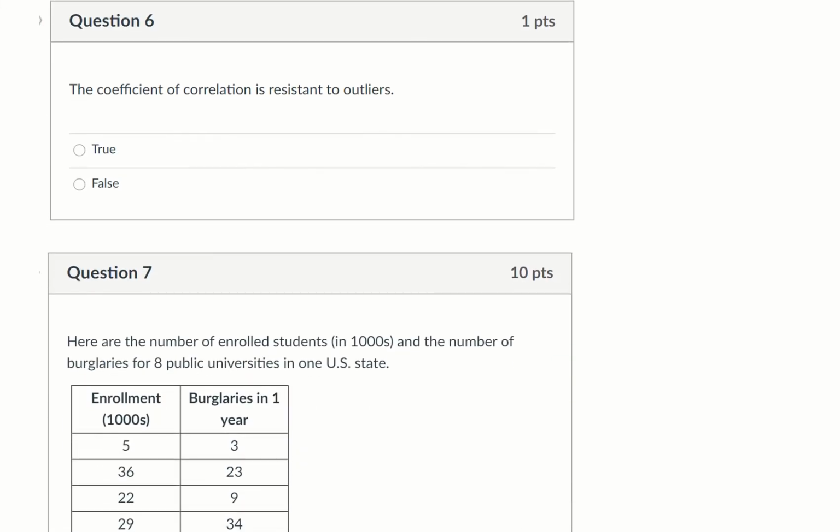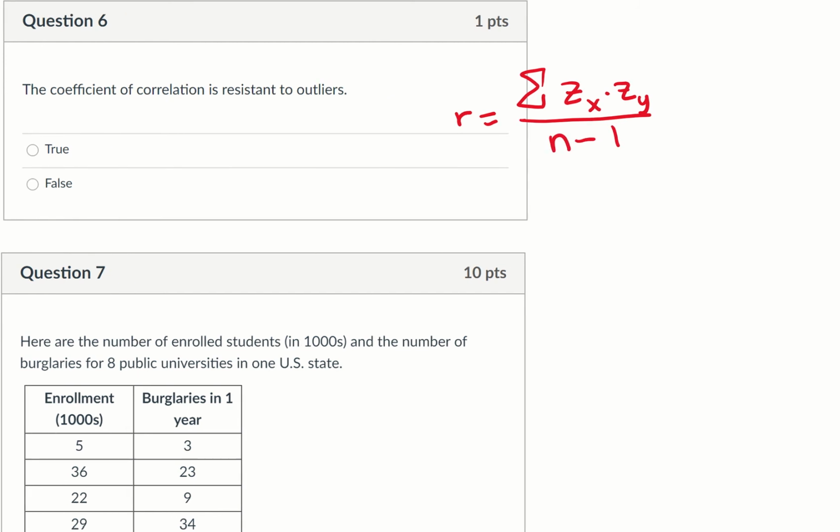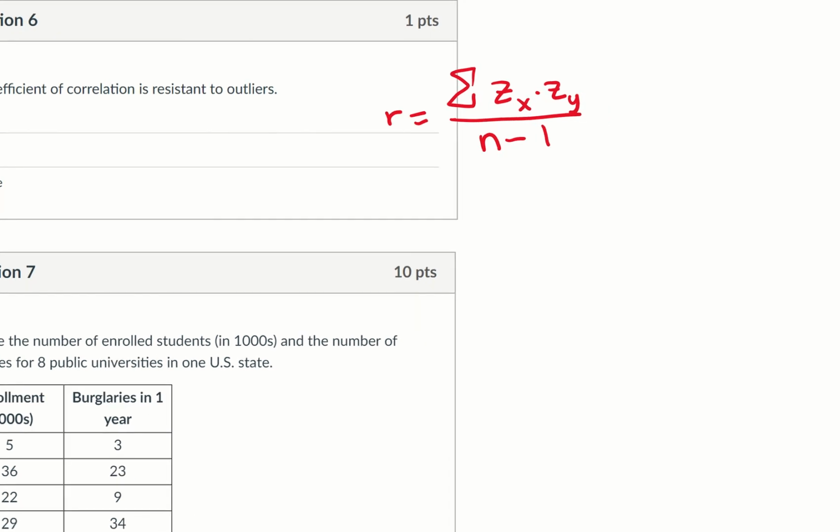Question 6, the coefficient of correlation is resistant to outliers. So remember, to calculate the coefficient of correlation, you need to take the sum of the product of the z-scores in the response and the explanatory variables, and then divide by n-1. And so in order to calculate R, you need these values. But remember, calculating z, for example, for the explanatory variable requires the variable minus the sample mean, over the sample standard deviation for x.